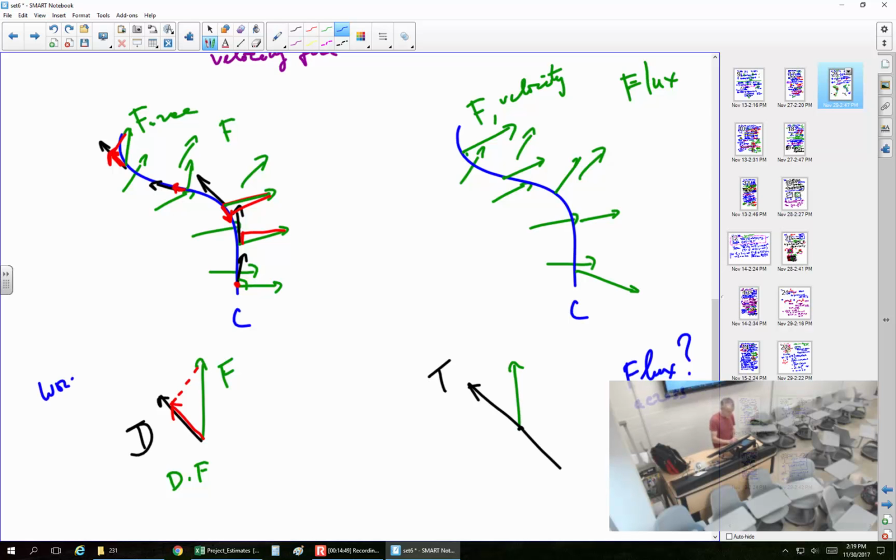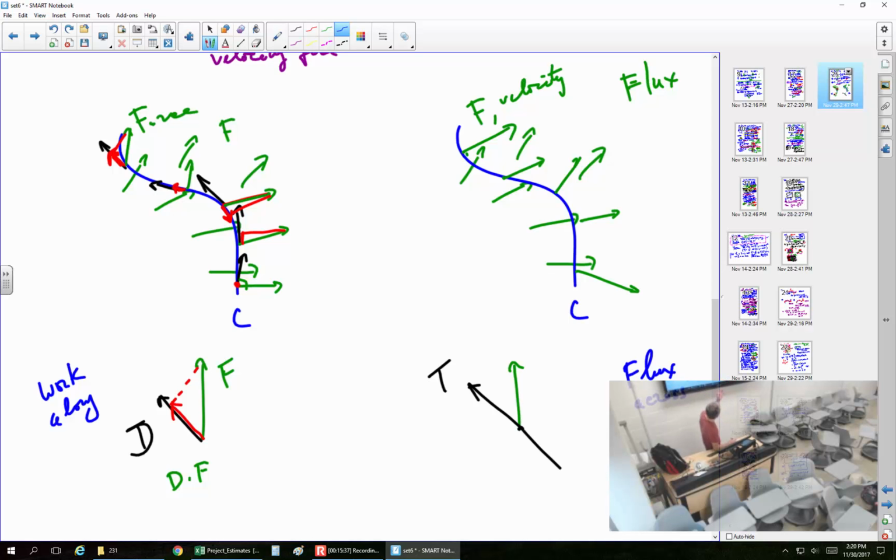So work along versus flux across. Okay, you see the difference? What's the difference between along and across? Now we're going across, then going along. Well, why would you say that? Because most of the vectors are going perpendicular to the curve. Okay, yeah, that's a good point.